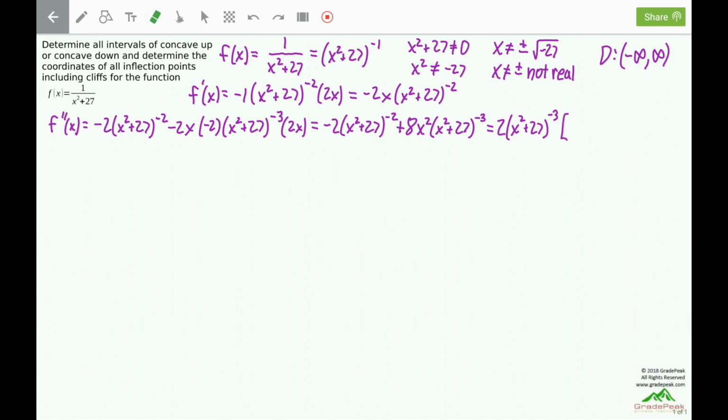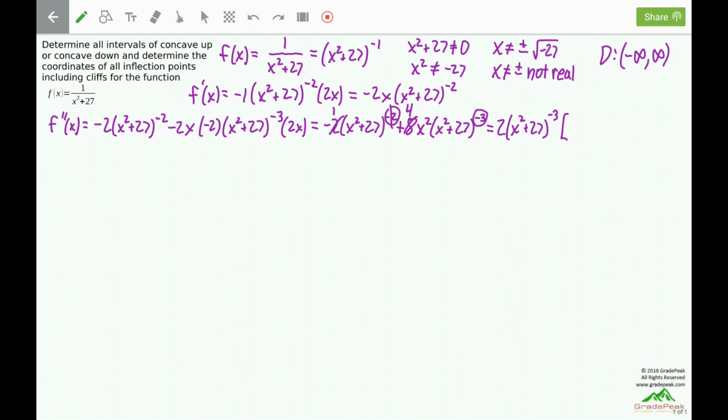Factoring these out will give the result of taking out the 2, this will become a -1, this will become a 4. Factoring out the x squared plus 27 to the -3 power. Factoring is division. Division is subtraction of exponents. We will be subtracting a -3, which is adding a 3 to each of the exponents. For the first exponent, adding a 3, -2 plus 3 will be a 1 power. So we'll have the entire thing to the first power, which is just x squared plus 27, and then times the -1 that sits in front of it.